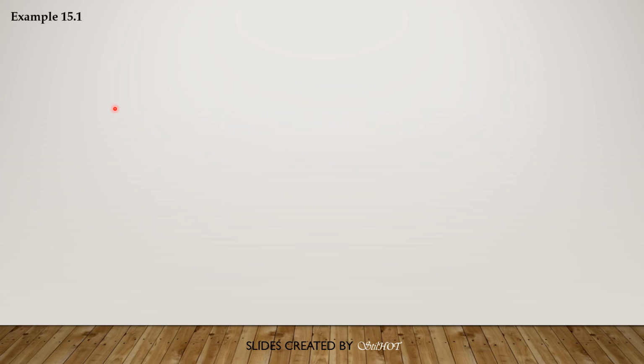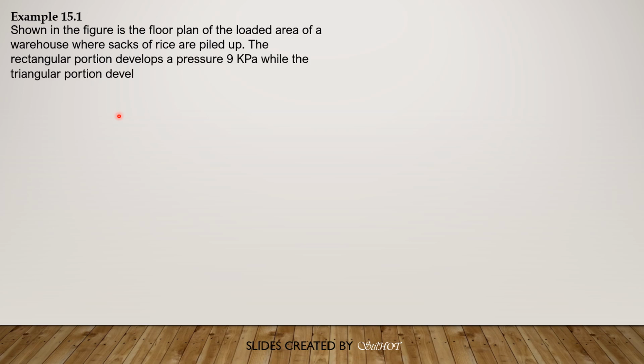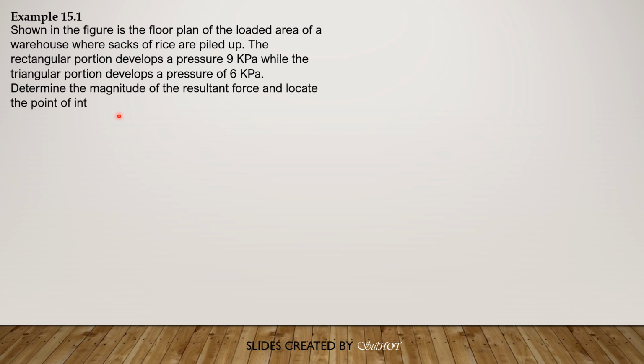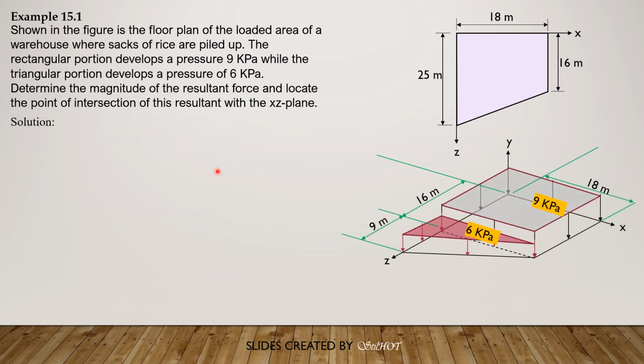So here is the first example. Shown in the figure is the floor plan of the loaded area of a warehouse where sacks of rice are piled up. The rectangular portion develops a pressure of 9 kilopascals, while the triangular portion develops a pressure of 6 kilopascals. Determine the magnitude of the resultant force and locate the point of intersection of this resultant with the XZ plane. So here is the plan, and let's draw the pictorial view, 3D view.